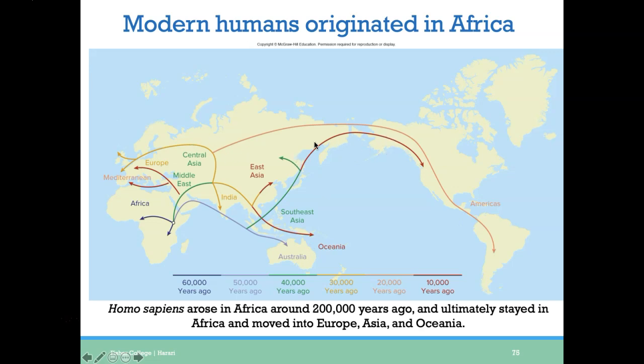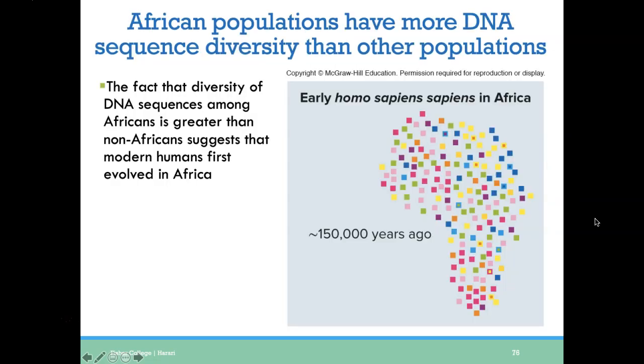Most recently, there were migrations to North America, the Americas. And we now know that Africa is where Homo sapiens evolved because of the DNA sequence diversity. African populations have more DNA sequence diversity than any other population. So that suggests that there was enough time, right? 150,000 years ago, there were all these varieties of Homo sapiens.